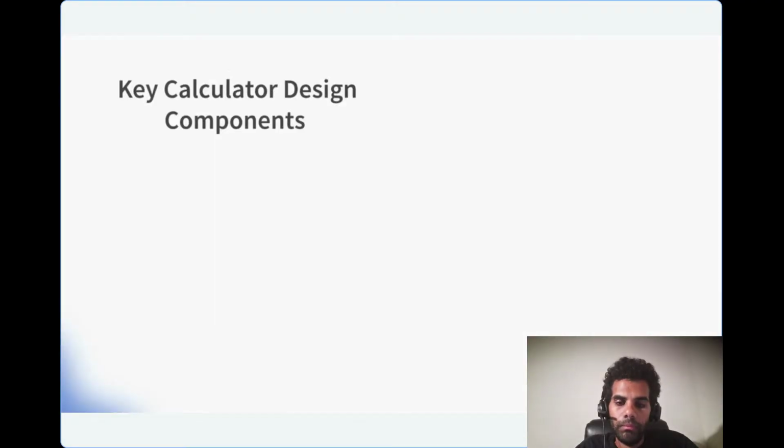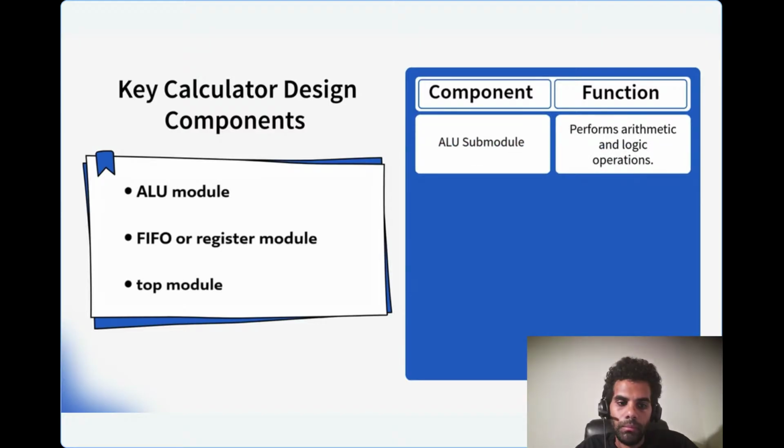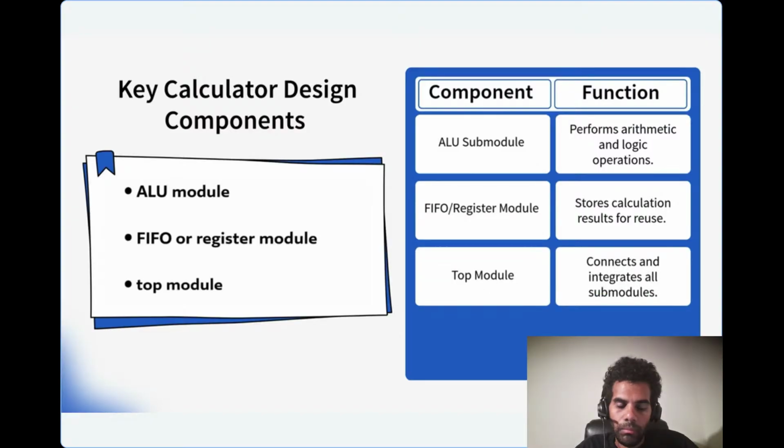Now let's take a closer look at the specific components we are going to be building in this course. For our calculator model, we are going to split the design into the following key components. One, the ALU submodule, which performs the arithmetic and logic operations. Then we have the FIFO or register module. FIFO stands for first in, first out. This will be used to store the result of calculations that we may want to reuse later. So it's our memory bank. And then finally, the top module, where all these submodules are connected and integrated into a complete system.